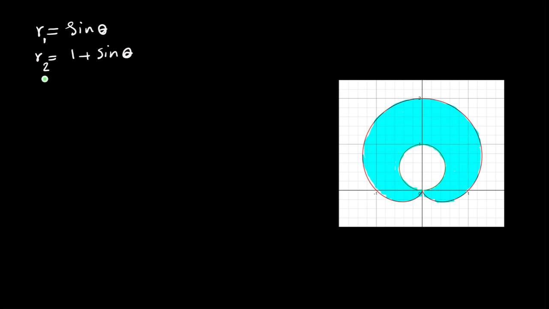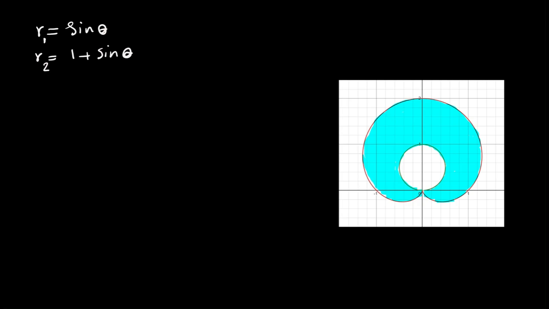The second one, r2, is 1 plus sine of theta. That is a cardioid, again because it's 1 plus sine, it's symmetric with respect to the y-axis. We are looking for the area of the shaded region. If you look at the two curves, you see that the circle is completely inside the cardioid.